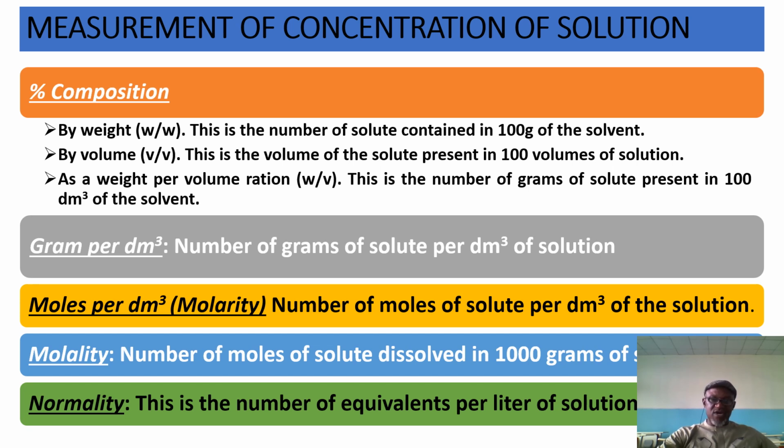And we have another one. This is molarity and this is molality. You see the difference now. This is the number of moles of solute dissolved in 1,000 grams of solvent. So we're no longer talking about moles per dm cube; this one is dissolved in 1,000 grams. And we also have another one, normality, and this is the number of equivalents per liter of solution.